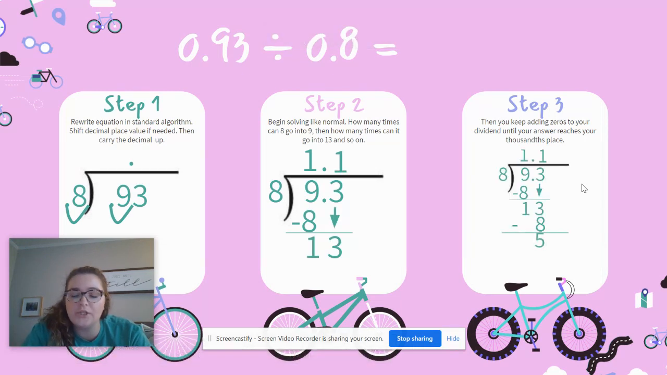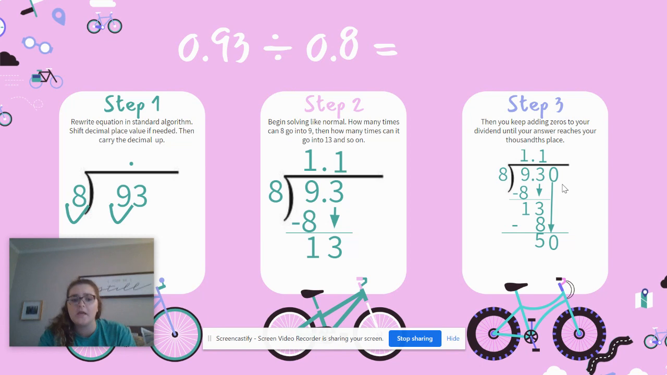What I actually need to do is keep going, okay? But I don't have anything left to carry down. So all I'm going to do is add a 0, and I'm going to carry that 0 down. All right, so now I'm thinking about how many times can 8 go into 50?